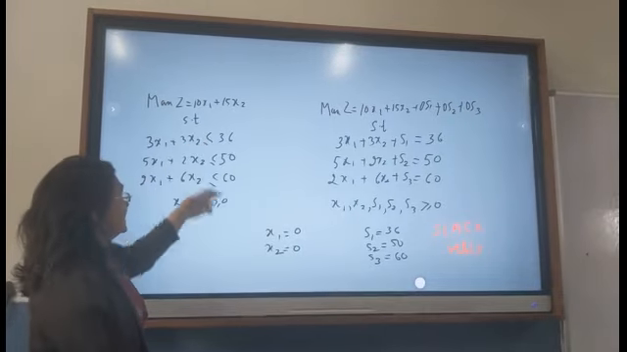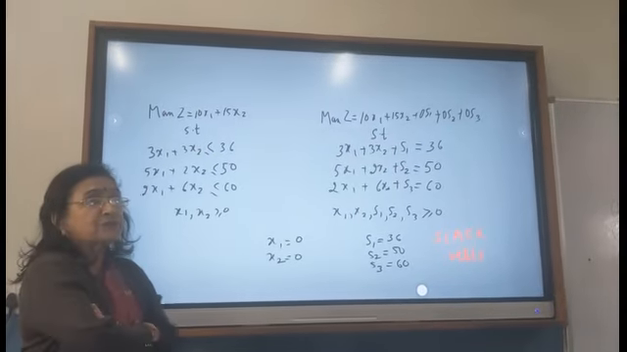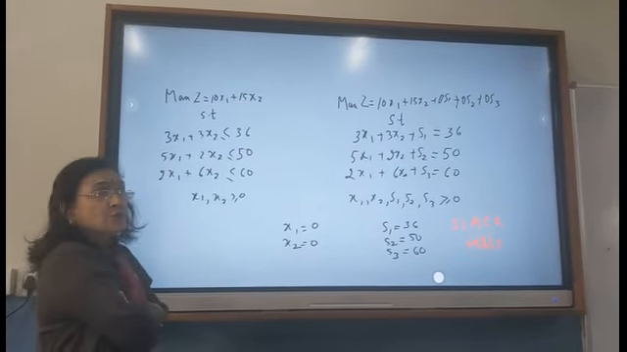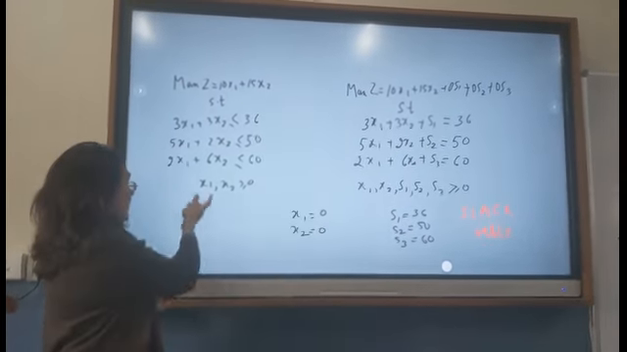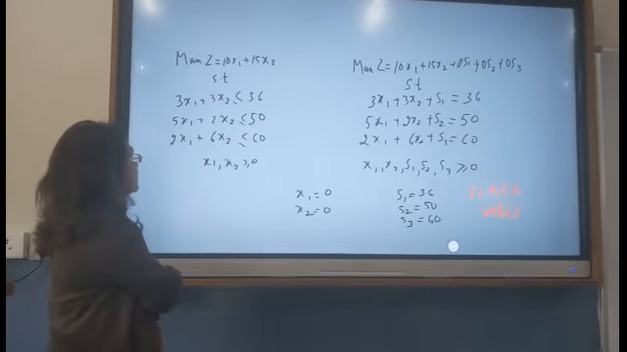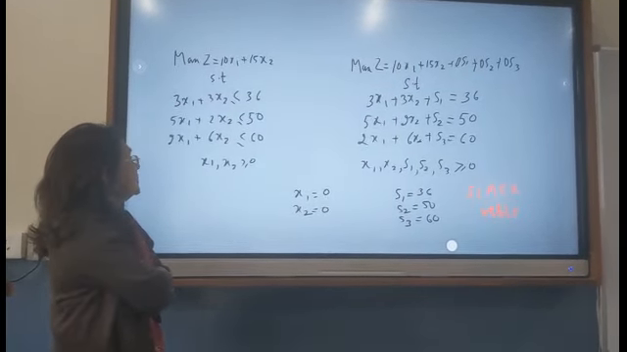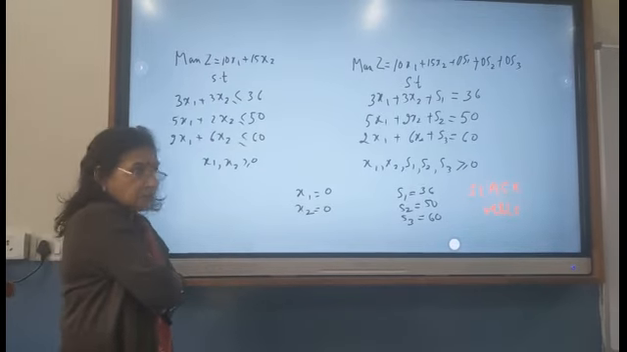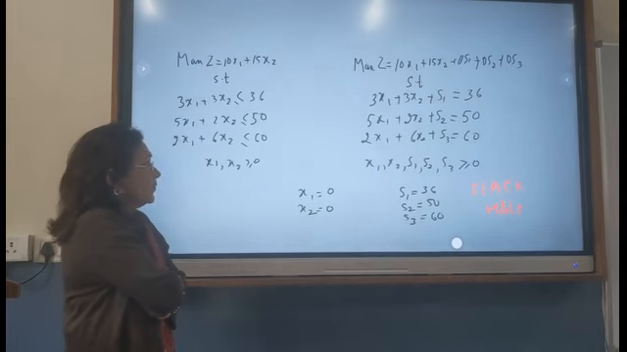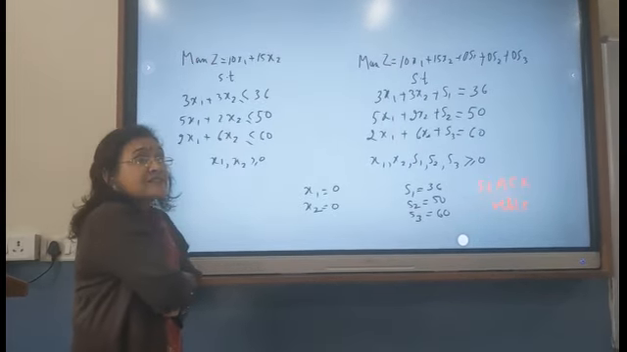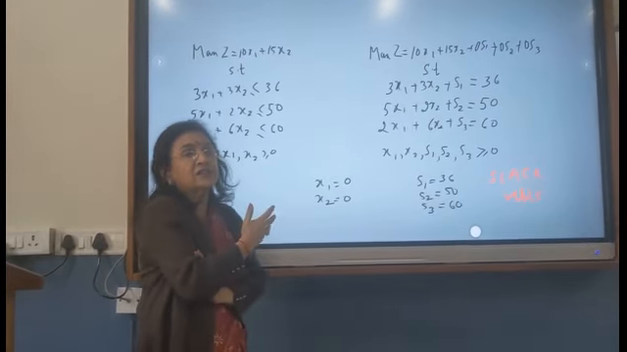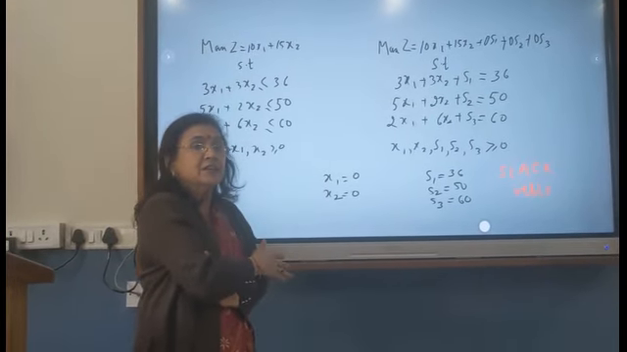For all of you, maximize z is equal to 10x1 plus 15x2 subject to 3x1 plus 3x2 less than equal to 36, 5x1 plus 2x2 less than equal to 50 and 2x1 plus 6x2 less than equal to 60. Non-negativity condition x1, x2 greater than equal to 0. Now this is the simplex method with maximization where all constraints are of the type less than equal to.